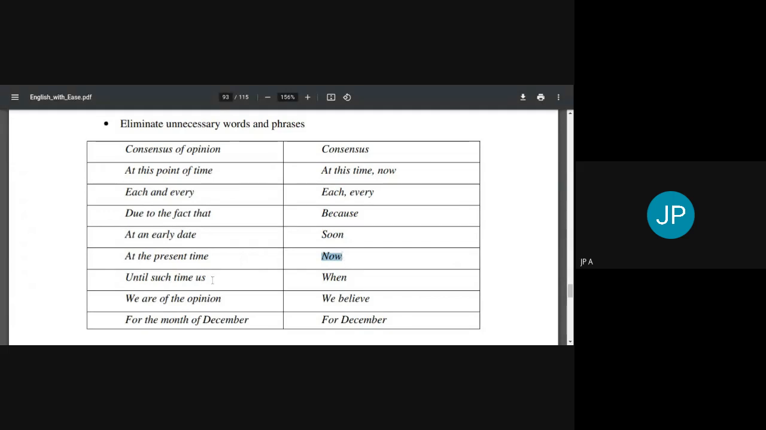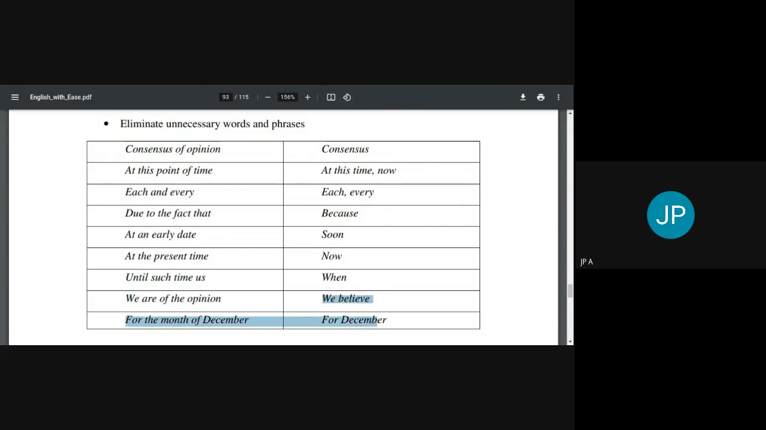Until such time as. So that is equal to when. So until such time as you submit. When you submit. So until such time as is a very long usage that is not required. We are of the opinion. Instead of saying that, you can just say we believe.